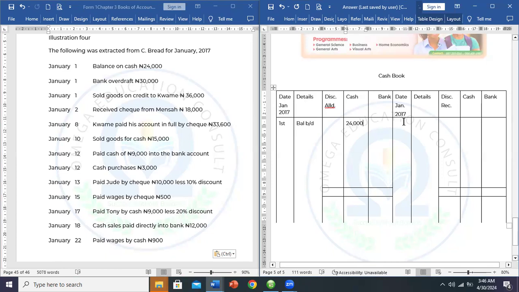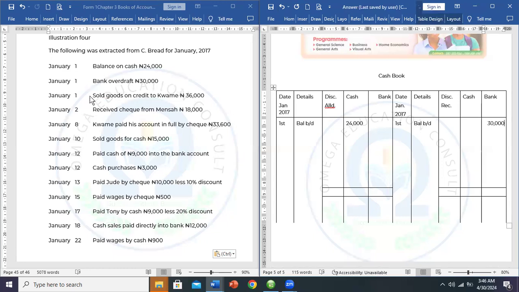So we go to the credit side, indicate our date first. I'm using this type of date because I already have my January 2017 there. So first balance brought down. And under the bank column, we put the 30,000 there. So that is how you record opening balance. Use your balance brought down. Then we can now proceed.